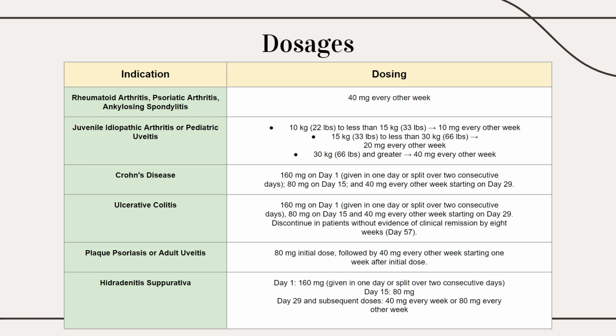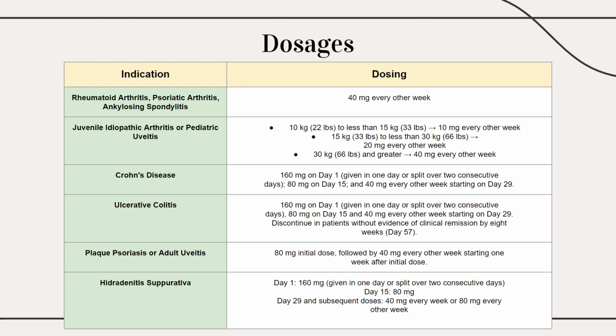Dosages vary depending on the indication. Here in my table, we'll summarize the dosage, starting with rheumatoid arthritis, psoriatic arthritis, and ankylosing spondylitis, which is 40 milligrams every other week. For juvenile idiopathic arthritis or pediatric uveitis, the dosage comes like this. About 10 kilograms to less than 15 kilograms is 10 milligrams every other week. Now, 15 kilograms to less than 30 kilograms will be 20 milligrams every other week. The third one, 30 kilograms and greater, will be 40 milligrams every other week.